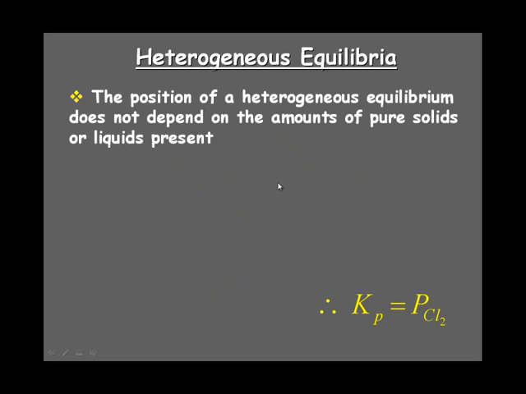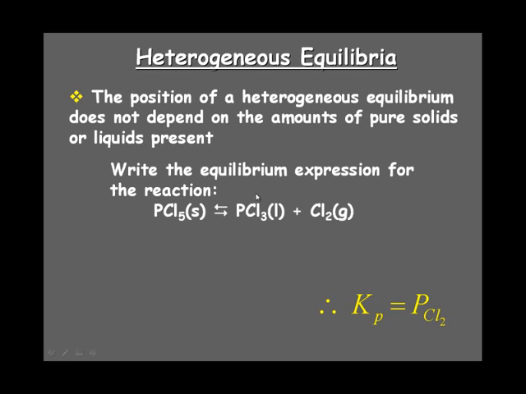Now you can have a heterogeneous equilibrium, and that's an equilibrium where you have not just gases or not just solutions, but you also have solids and pure liquids present. The position of the equilibrium and the determination of the K value has nothing to do with those pure solids and liquids, because they don't have a concentration, because they're pure. You have a pure solid, you can't really calculate the concentration. You have a pure liquid, you can't really calculate the concentration. So you actually leave those out of the equilibrium expressions.